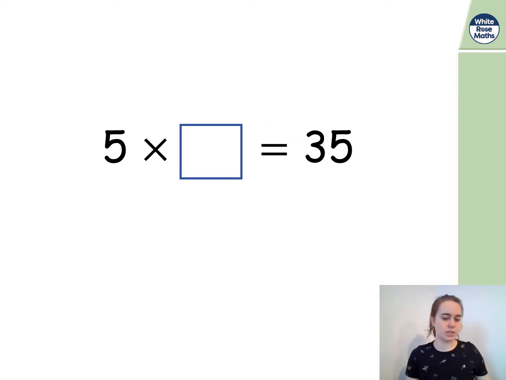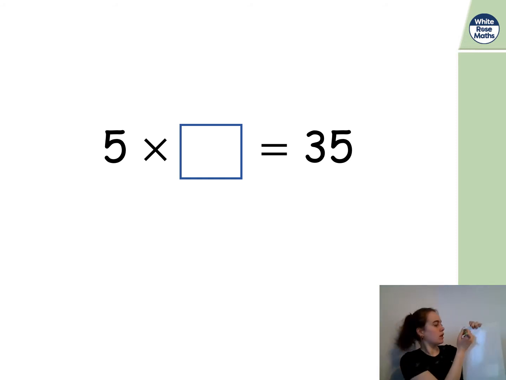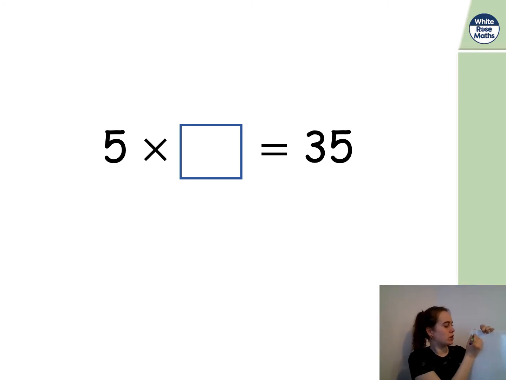And this time, just like yesterday, we have a missing number. 5 multiplied by blank equals 35. So I'm going to draw out groups of 5 until I get to 35. So here is one group of 5.